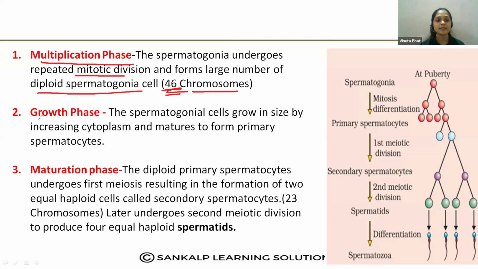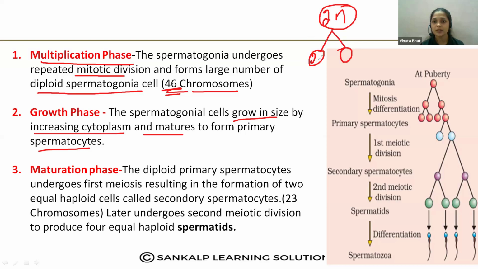Next, the spermatogonial cells will undergo the growth phase. Growth phase means what? The spermatogonial cells grow in size, increasing the cytoplasm, and mature to form the primary spermatocytes. Here, this is the spermatogonial cell. So this will undergo the mitotic division. By mitotic division the number is increased. So again the numbers are increased here. Again by mitotic division, we called this the multiplication phase, right?